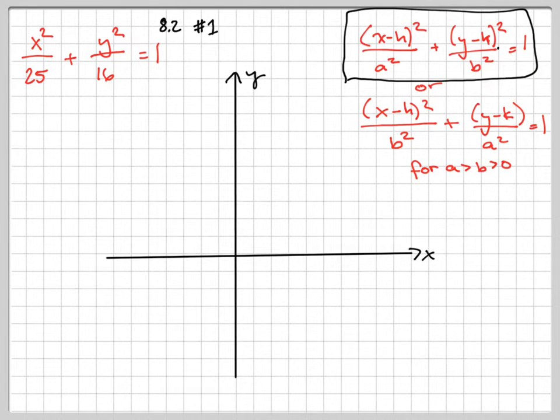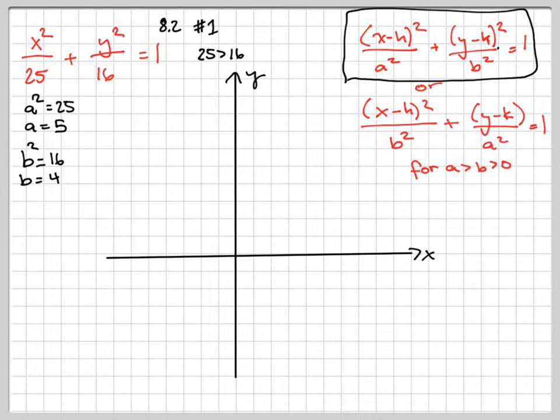Let's take a look. We have 25 here, and let me write down, 25 is greater than 16. So we're going with the top one. a is greater than b. That means a squared is 25 and a is equal to 5. If you take the square root, we can also find b. b squared is 16, so b is equal to 4. So we have a and b.